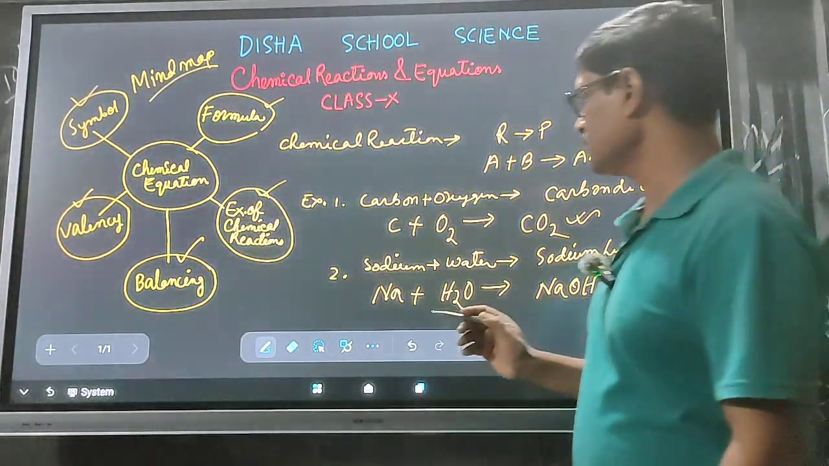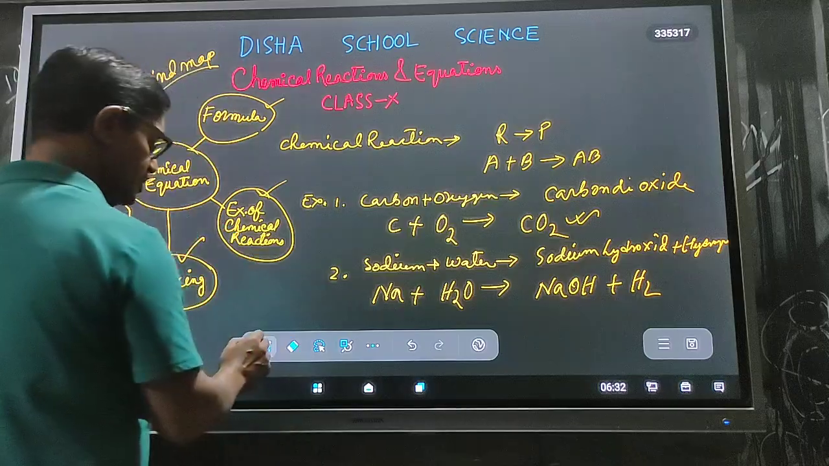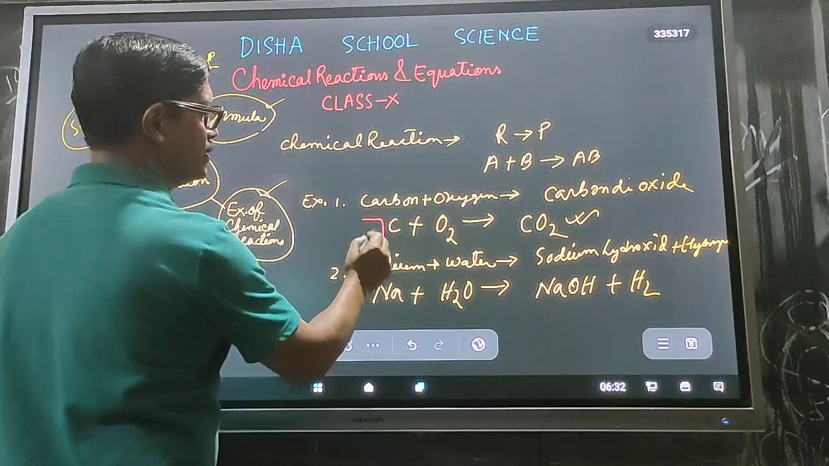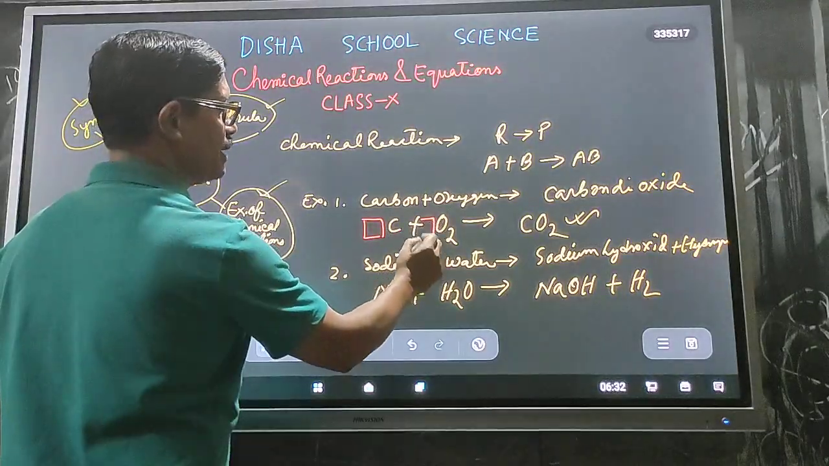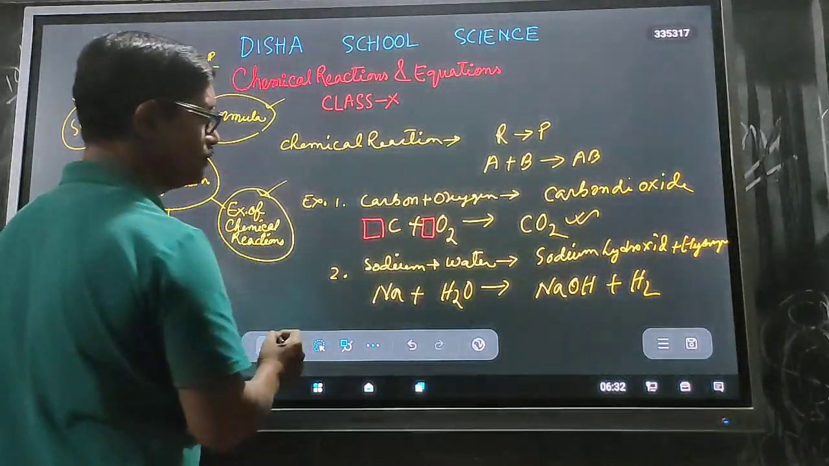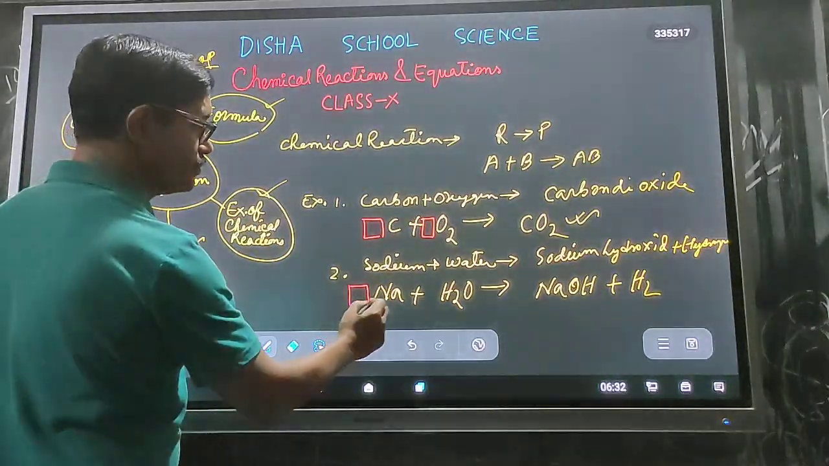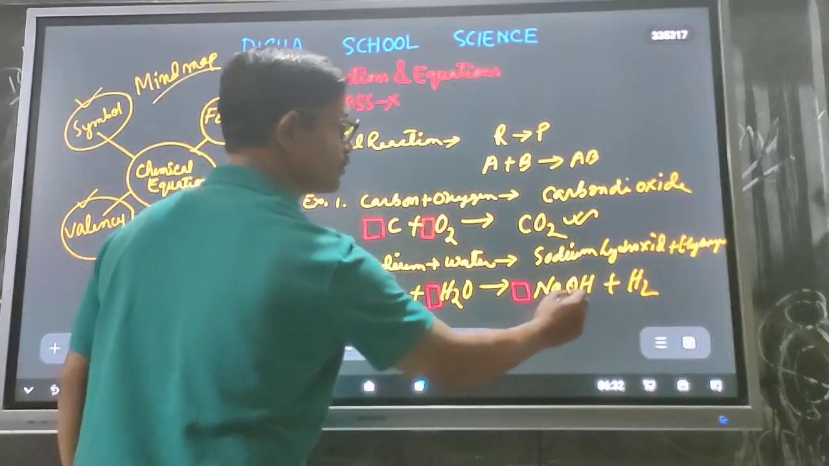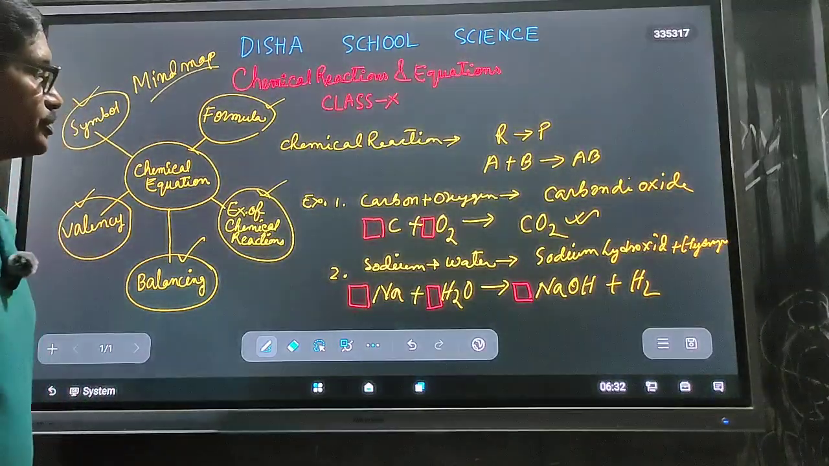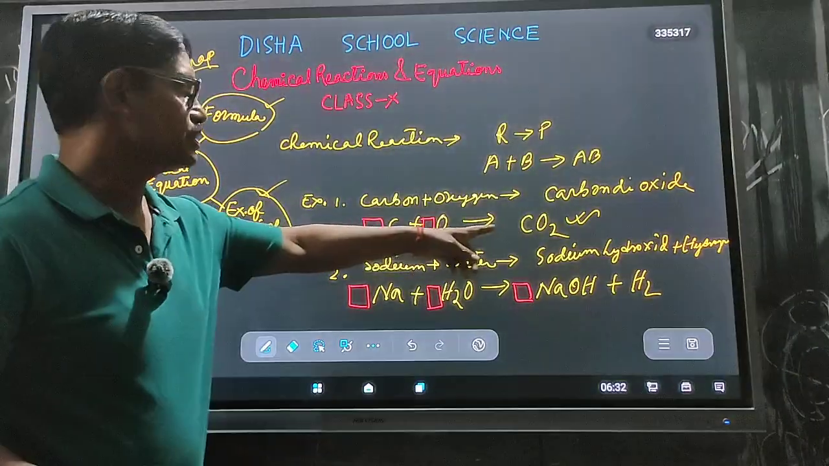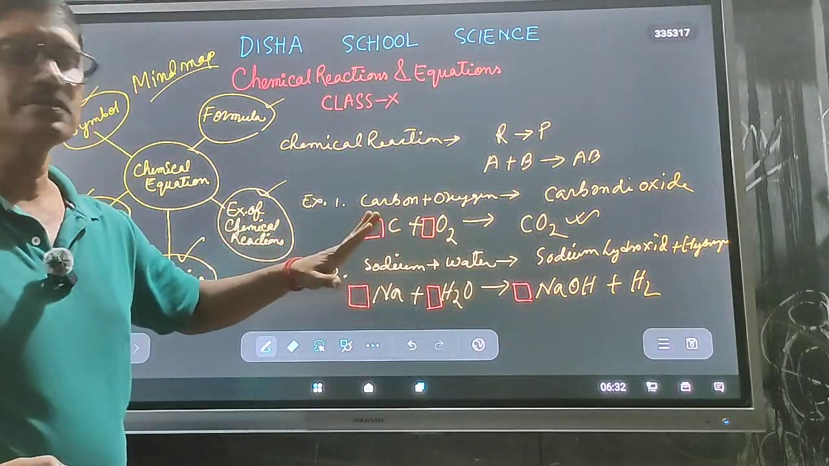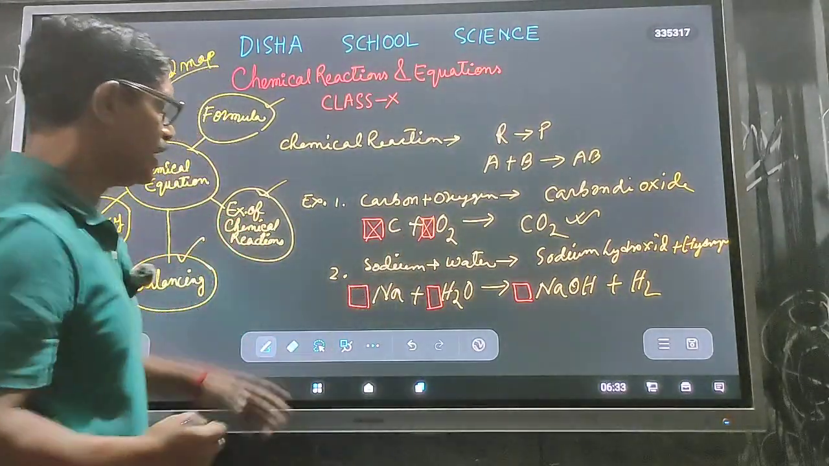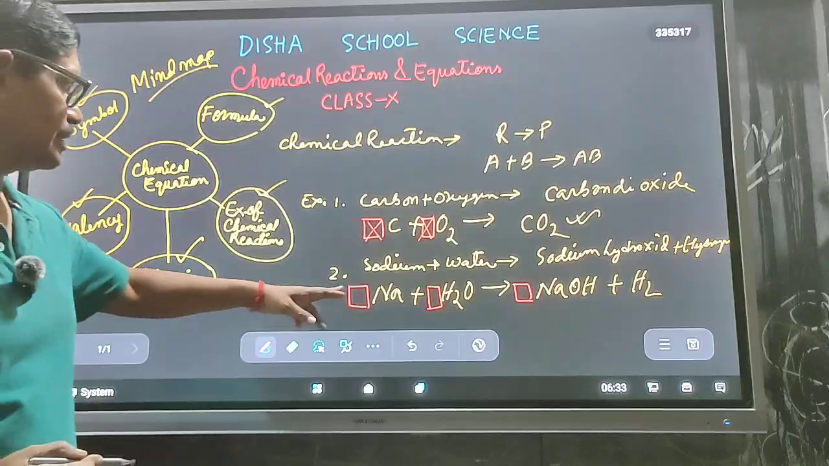So while balancing, what you have to do, in the right corner we have to put some numbers, not below. Okay, so like this. So carbon plus oxygen giving carbon dioxide is already balanced. No need to balance again. Come to the second example.